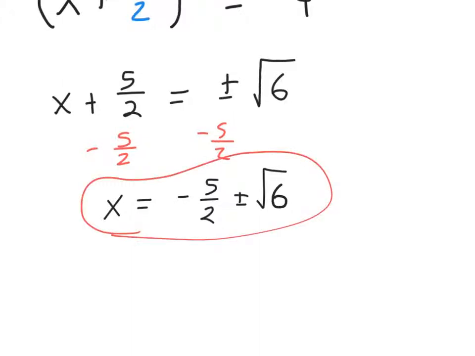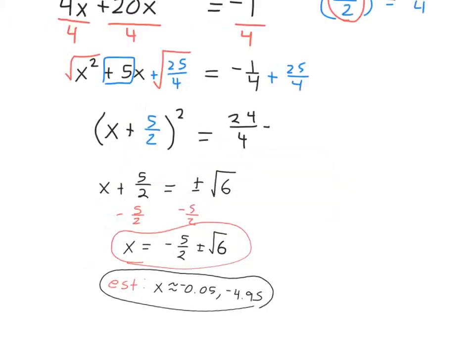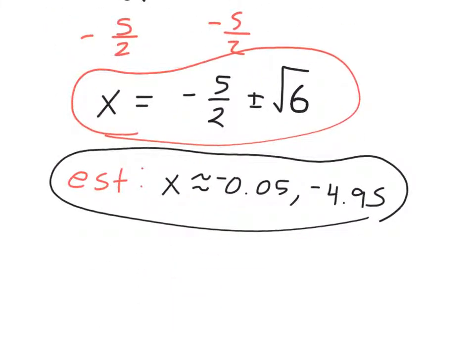Now let's take a moment to estimate those by plugging that into our calculator. Again, on your calculator, you can just do this. This right here is negative 2.5. And then you say plus or minus the radical 6. Find out what that is. Then minus the radical 6. So when we estimate, both of these are going to be good answers, but this is probably the best answer.